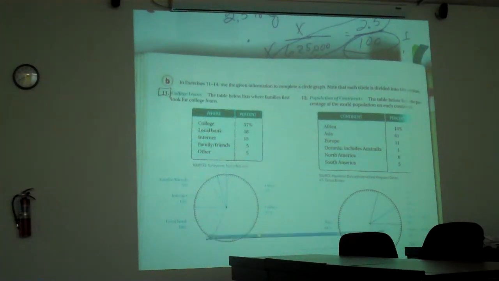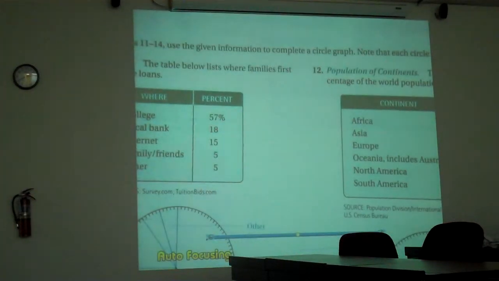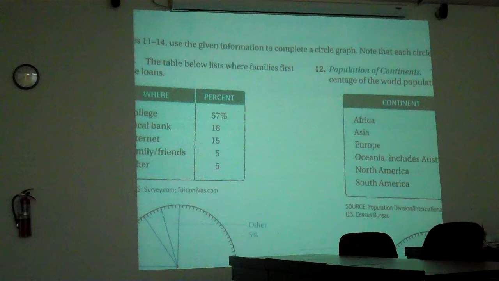You want to zoom into it? Yeah. Yeah, if you want to copy it, you can zoom in and make 2 on a page or something. You have to do 2 circle graphs, 11 and 13. So you can make 2 on a page if you want to copy it.